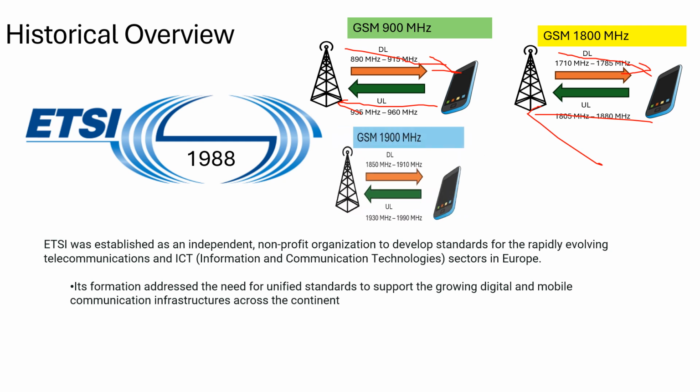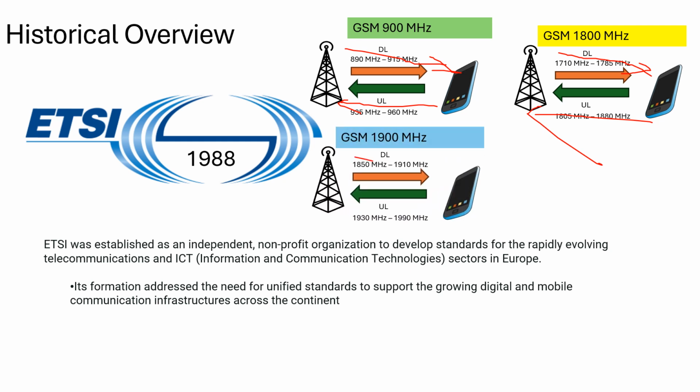GSM 1900 MHz, downlink, 1850 MHz to 1910 MHz. This band facilitates communication from the cell tower to the mobile device within this range. Uplink, 1930 MHz to 1990 MHz. This range is designated for communication from the mobile device to the cell tower.